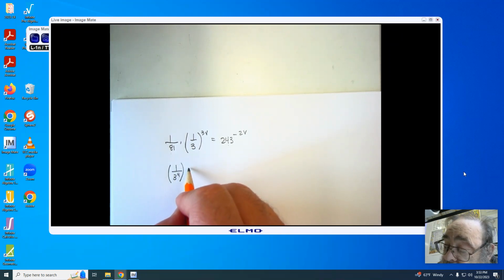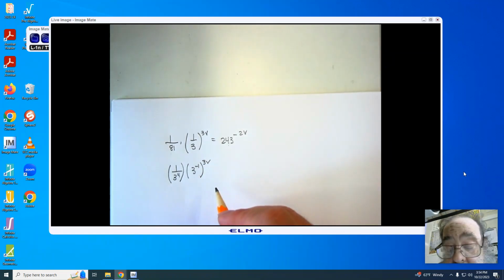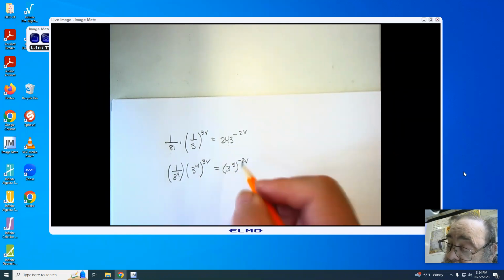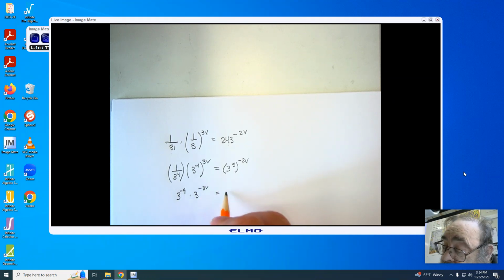I'm going to go ahead and call this 3 to the minus first to the 3v equaling 3 to the fifth power to the minus 2v. This is then 3 to the minus 4 times 3 to the minus 3v equaling 3 to the minus 10v.